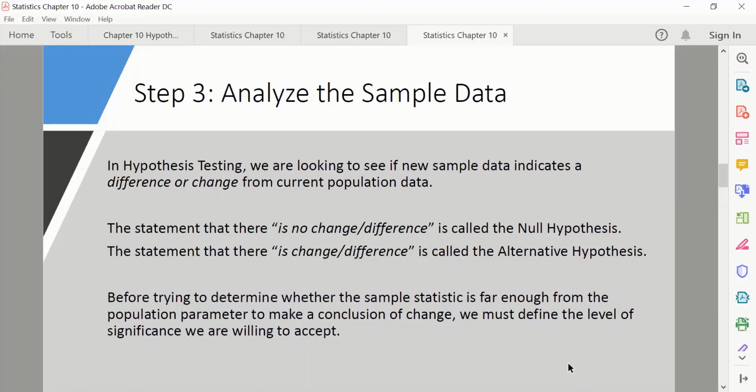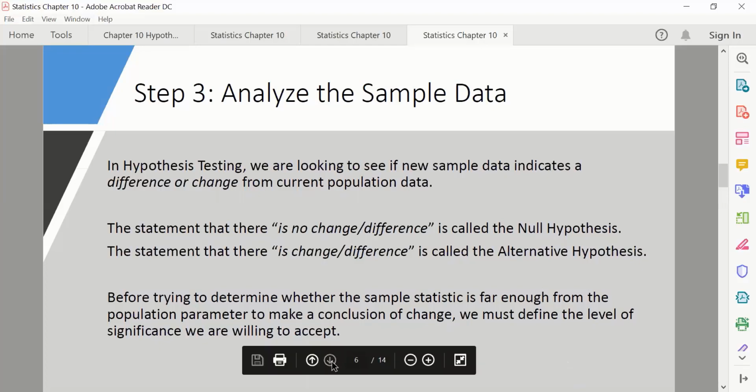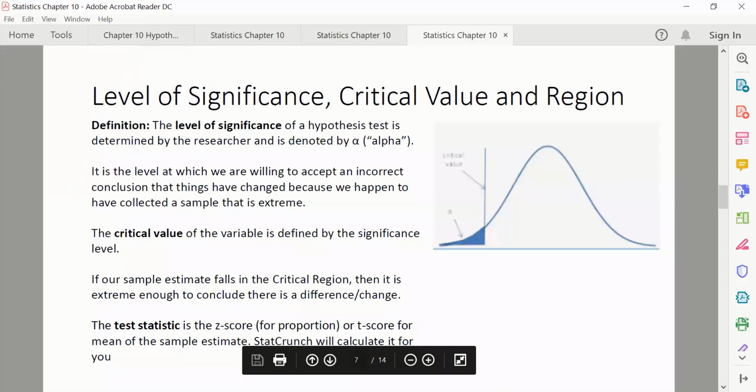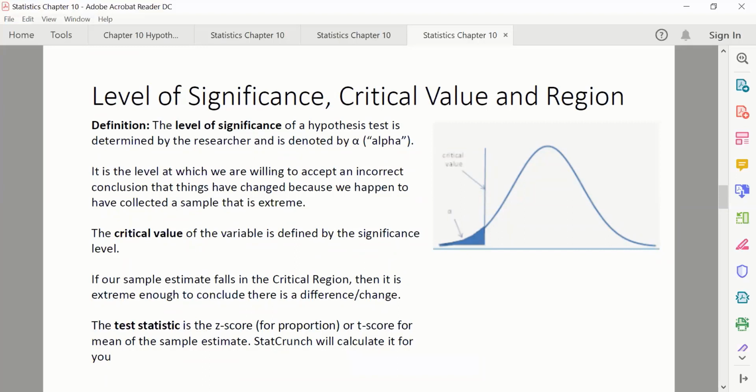Before trying to determine whether the sample statistic is far enough from the population parameter to make a conclusion of change, we have to define the level of significance we're willing to accept. What does far enough away mean? So here are some of our definitions. The level of significance of a hypothesis test is determined by the researcher and is denoted by alpha. So that little symbol, alpha. It's the level at which we're willing to accept an incorrect conclusion that things have changed because we happen to have collected a sample that is extreme.